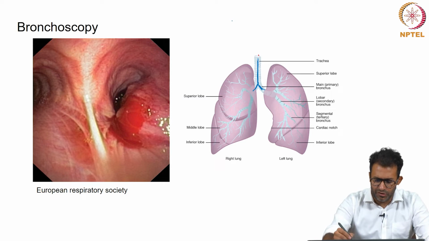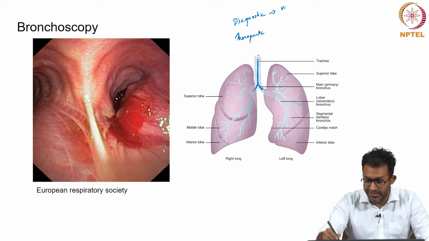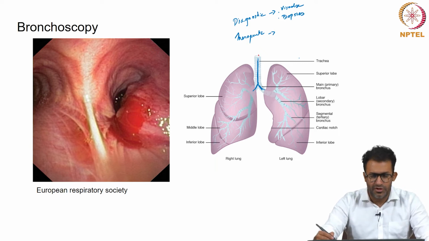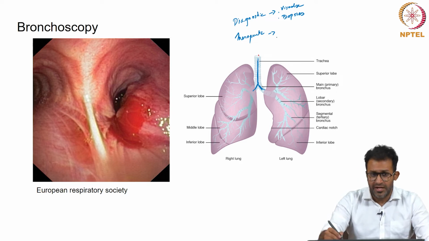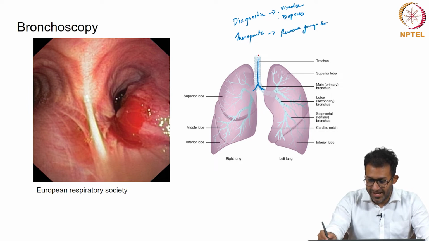So bronchoscopy can also be diagnostic or therapeutic. When I diagnose, I can just visualize what's there. Is there a problem? I can take biopsies. These biopsies will be sent to the pathologist and they will tell me whether it's cancer or whether it's something to be scared of or not. It can be therapeutic. When I say therapeutic, I can remove foreign bodies. I can remove small growths or polyps.